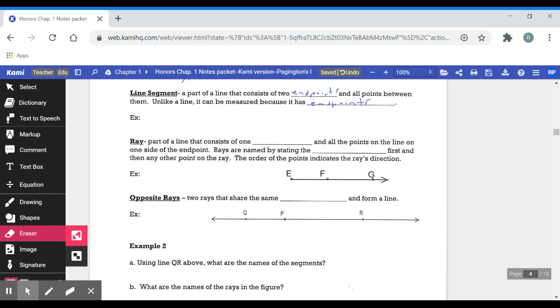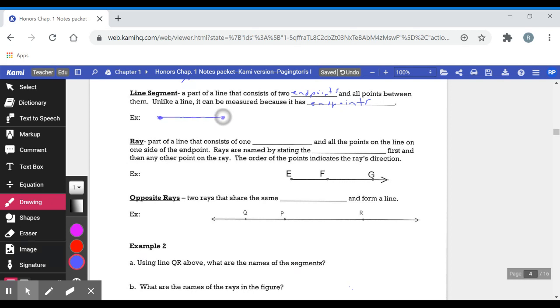There we go. So an example of that would be, I can call this A, I can call this B, but I don't have arrows on the end. So I could name this as AB, or I could name it as BA. It doesn't matter the order of the letters.